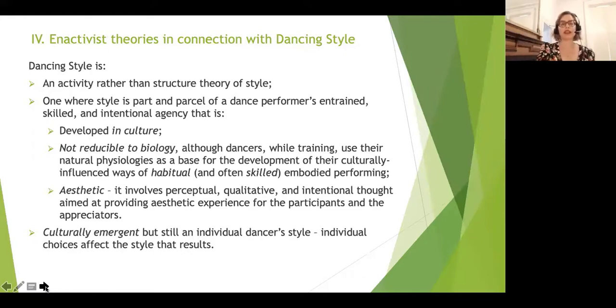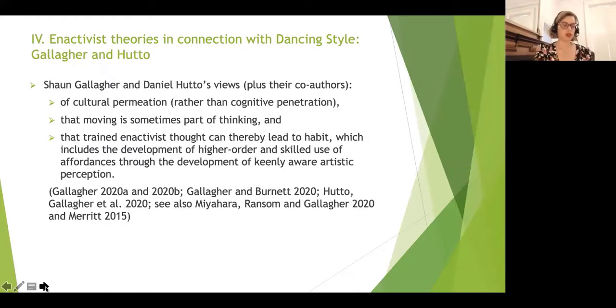I'm using italics to flag for us the concepts I'm going to be looking for in the enactivist theories. Aesthetic: it involves perceptual, qualitative, and intentional thought aimed at providing aesthetic experience for the participants and the appreciators. And culturally emergent, but still an individual dancer style. Individual choices affect the style that results, but something more happens with style than can be reducible to biological processes.